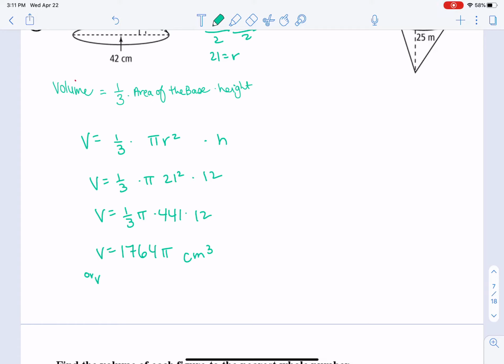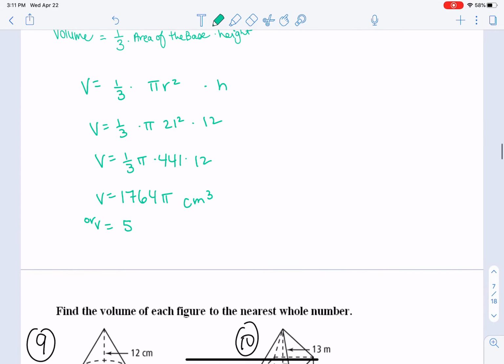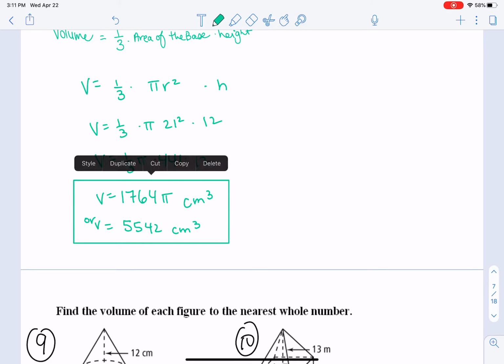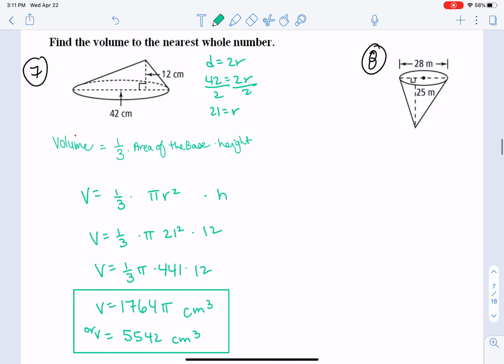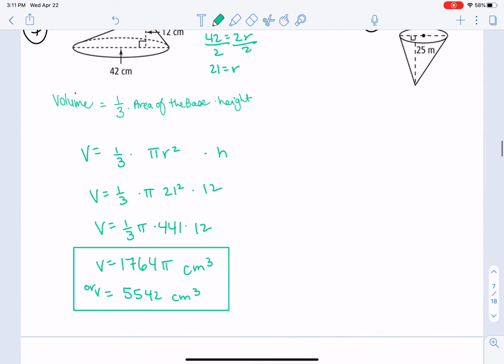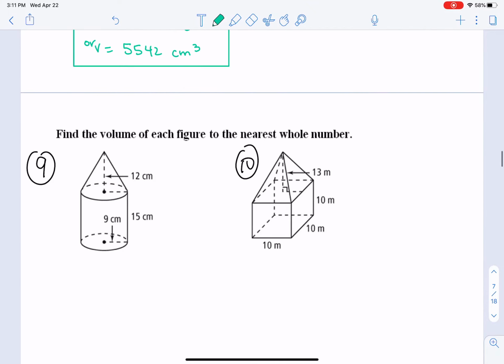Or if you like the decimals, volume is, to the nearest whole number, 5542 centimeters cubed. So these really just take practice. They're all a little bit slightly different, but still that same formula, volume equals 1/3 area of base times height.